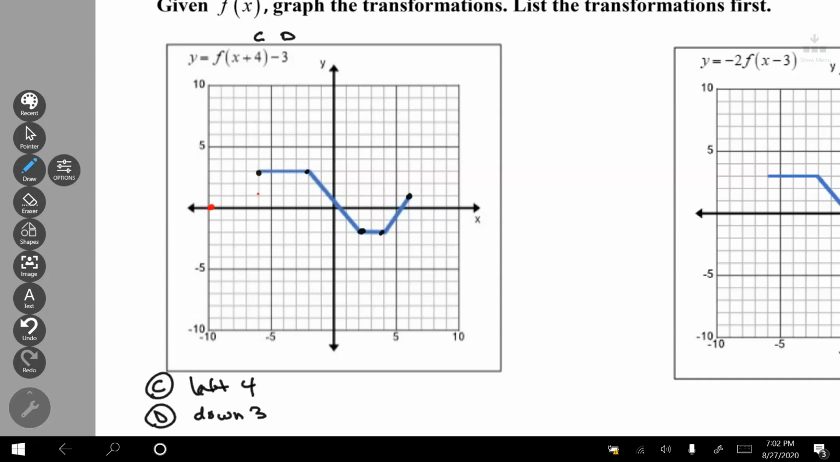Left 4, down 3. Left 4, down 3, and 1, 2, 3, 4, 1, 2, 3. It's over this black dot. And I basically get the same looking graph that I had before, except it's been shifted. Sorry about that. Working with a stylus is not the easiest thing. That is the first graph.